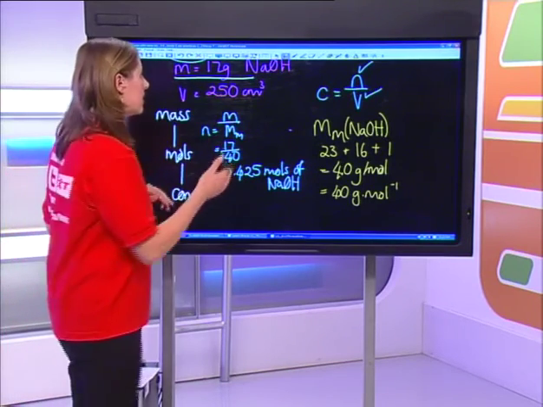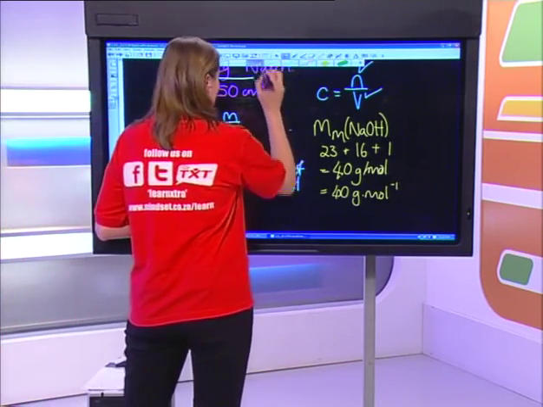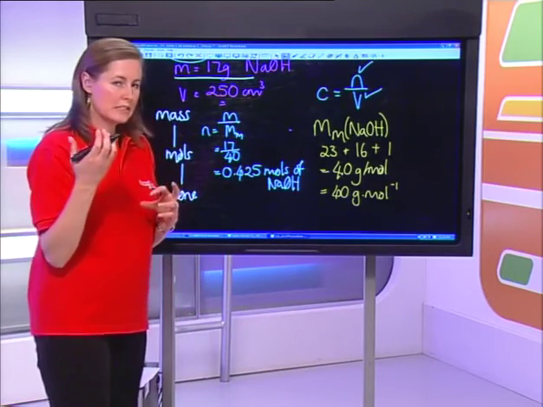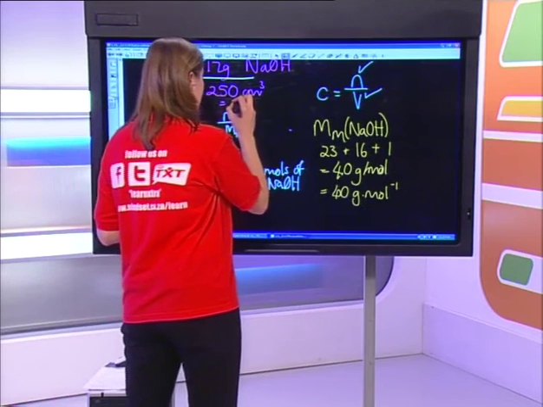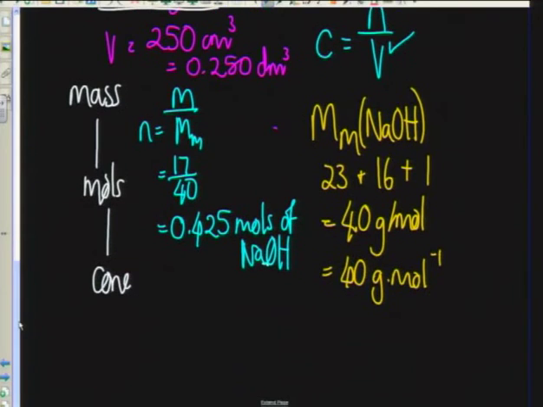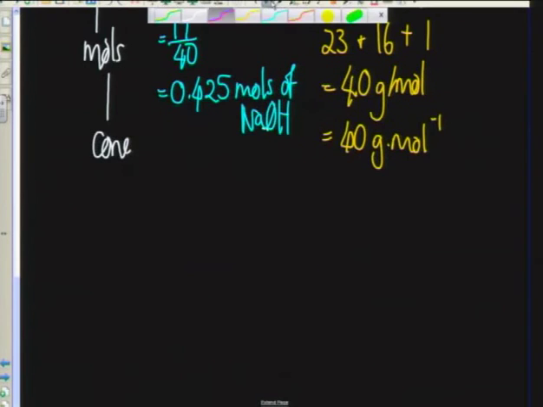So I first need to go and convert this, and I'm listing it over here. Well, cubic centimeters to cubic decimeters, I must divide by 1,000. So 0.250 decimeters cubed. Okay, because there are 1,000 cubic centimeters in a cubic decimeter, so I need to divide by 1,000 to go from cubic centimeters to cubic decimeters. And so I can work on my final equation.